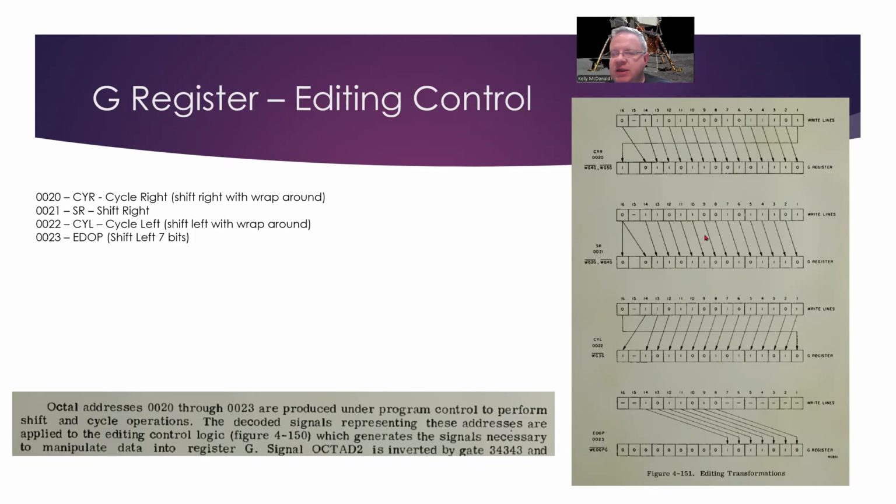In this case, instead of writing the contents of bit 1 into bit 16, we write the contents of bit 16 into both 14 and 16. We have a cycle left, which shifts everything to the left, also with that little wraparound. So bit 16 goes into bit 1. There is no shift left command, or operation in this case. And then we have this edit-up, which moves everything 7 bits to the right with no carryover. So it will just write zeros into all the subsequent bits.